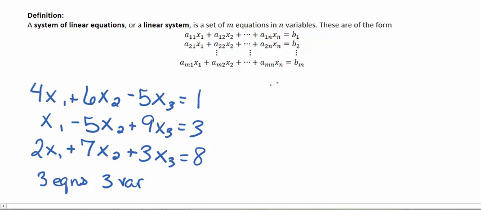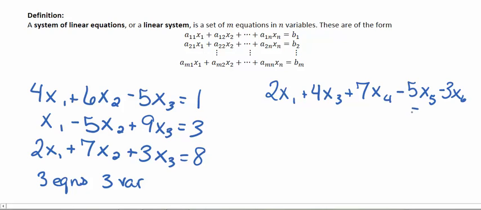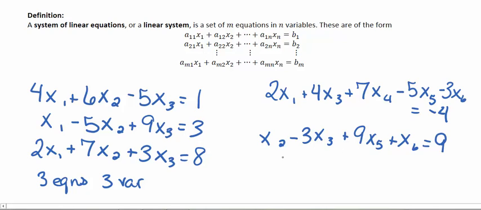For example, if I have 2x1 plus 4x3 plus 7x4 minus 5x5 minus 3x6 equal to negative 4, and then a second equation, x2 minus 3x3 plus 9x5 plus x6 equal to 9. Now this one is two equations in 6 variables. So this one is not square, but it's still a linear system.